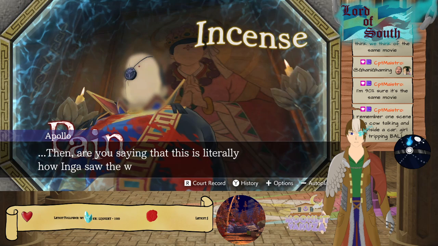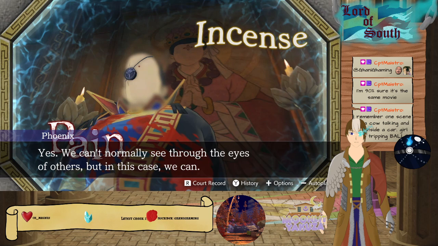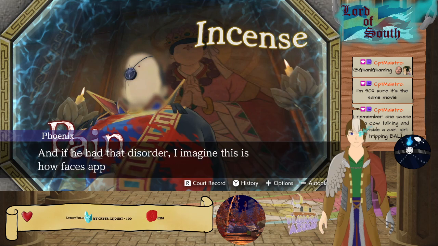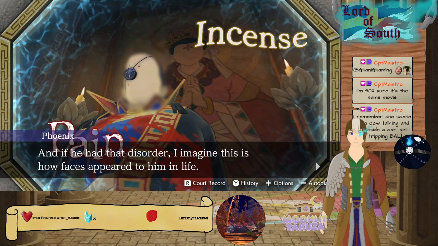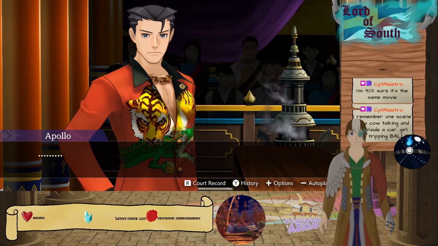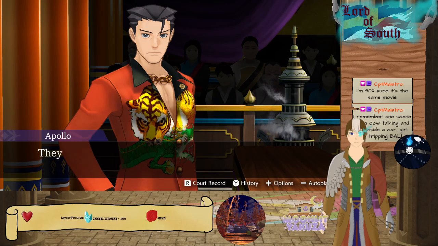Then, are you saying that this is literally how Inga saw the world? Yes. We can't normally see through the eyes of others, but in this case we can. And if he had that disorder, I imagine this is how faces appeared to him in life. Okay, let's say that the killer knew that Inga had such a disorder.